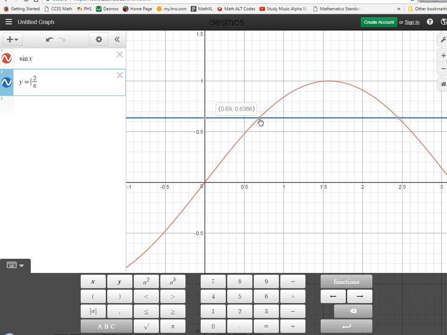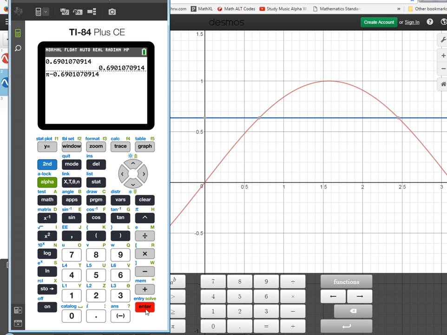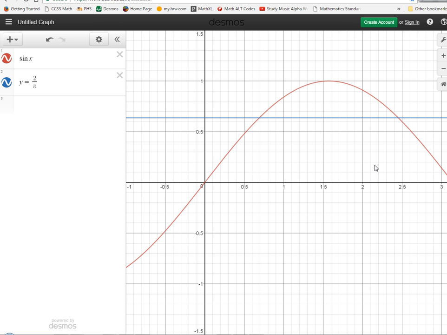Hey, what do you know? How about that? That was one of our answers, wasn't it? That's what we got back for the inverse sine, 0.69 something. And then what's the other one? 2.451, or pi minus that. I never hit enter, but what do you know? How about that? If I extend the sine function out, there's going to be an infinite number of intersections, but between 0 and pi, those are my answers. Make sense? Isn't that cool?